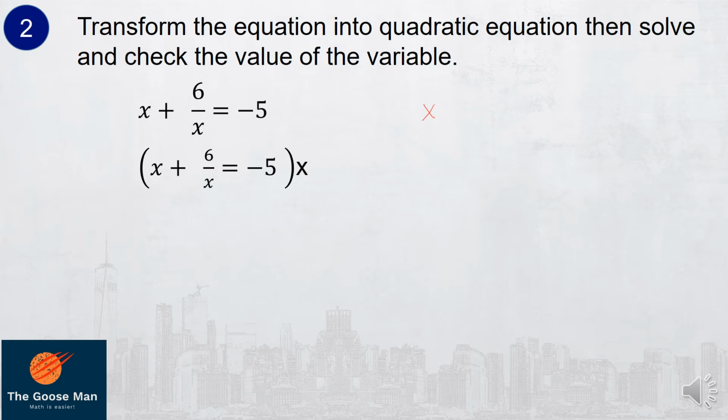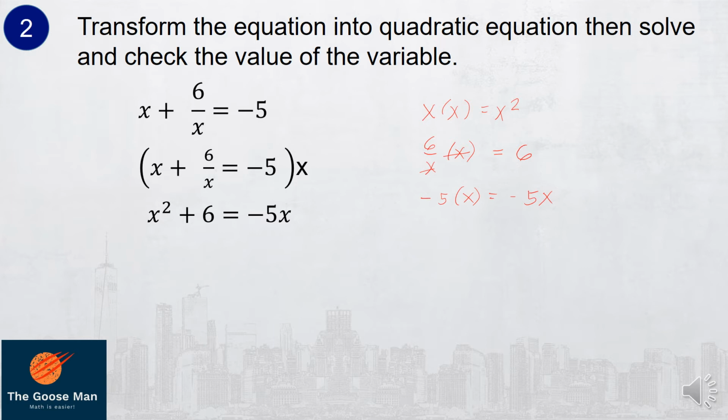Take note that if I multiply x by x, we will have x squared. Also, if I have 6 over x times x, I can cancel the x here, so this is simply 6. Then I have -5 times x, which gives me -5x. With this, I come up with x squared plus 6x is equal to -5x.